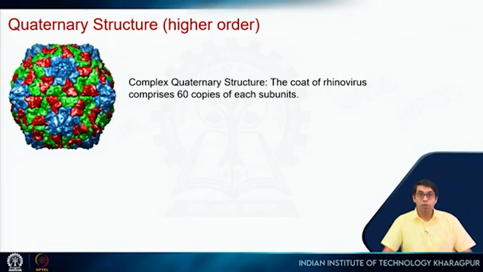This is a more complex structure. This is the coat of the rhinovirus, which comprises 60 copies of each subunit. You can see that the different subunits are color coded differently, and there are 60 copies of each of these subunits, which form the coat of the virus. In this case it is a rhinovirus, which causes the common cough and cold.